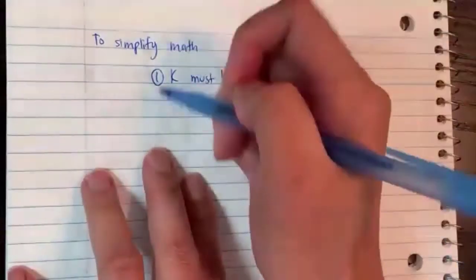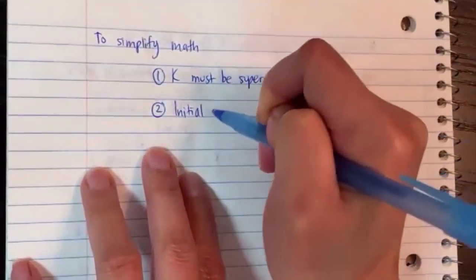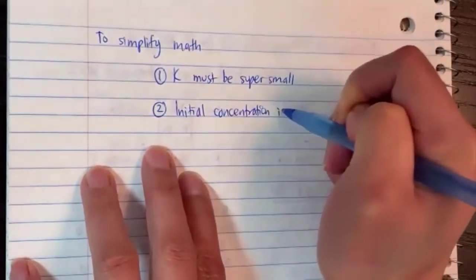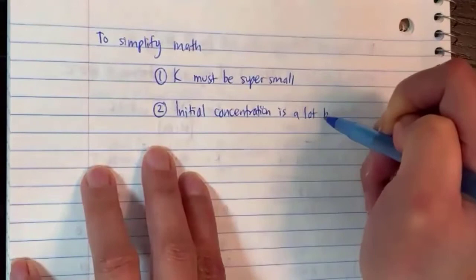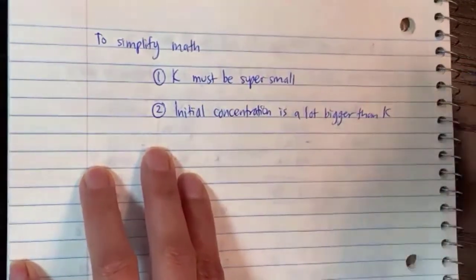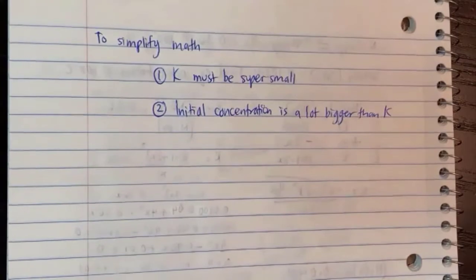So I'm gonna put a second thing down here next to it. It says initial concentration is a lot bigger than K. Okay, that gives you a little bit more idea of how small K must be. So it says initial concentration should be a lot bigger than K.